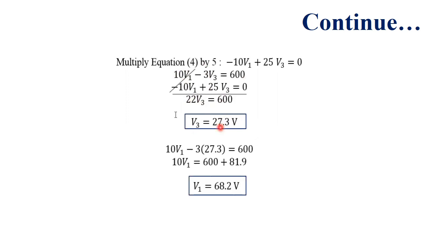Put V3 in equation number 3. So we have 10 V1 minus 3 times 27.3 equals to 600. So 10 V1 equals to 600 plus 81.9. After simplification, V1 equals to 68.2 volts. So basically these are our node voltages V1 and V3.